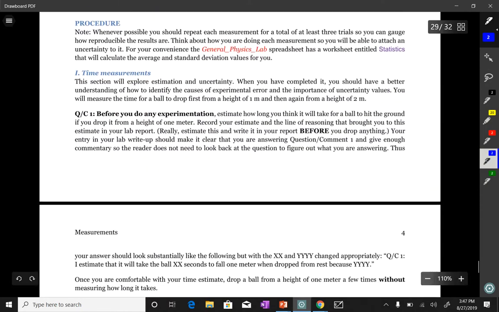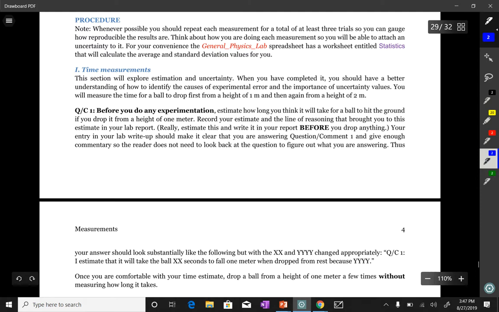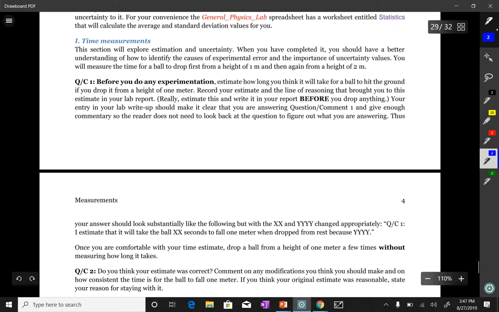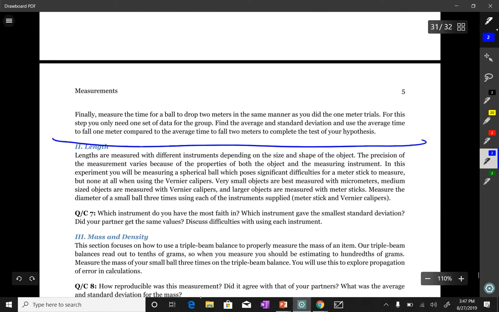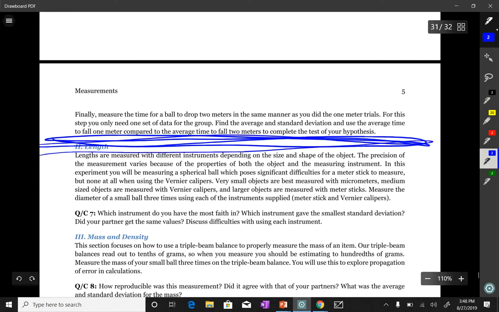Okay, so here we go. Note, whenever possible, you should repeat each measurement for a total of at least 3 trials, and you're specifically told to do 5 trials for the stuff we're going to be doing. We are only going to do Roman numeral 1. So it's going to stop right there. So if you have not written your procedure, you can stop after Roman numeral 1 because we're not going to do the rest just because of time.